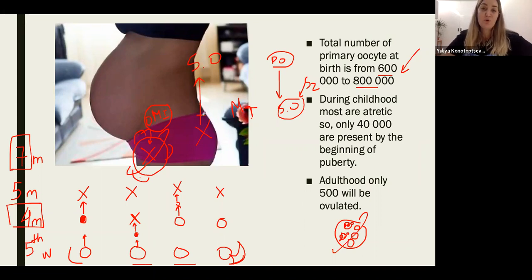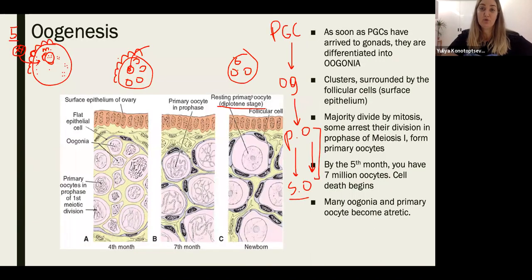Agree with me that this prophase is going to be super long. I mean, I do not know when it is going to stop. So this prolonged prophase has a name. It is known as the diplotene stage. Diplotene stage is the way of arresting your oocytes, making sure that they do not become secondary.